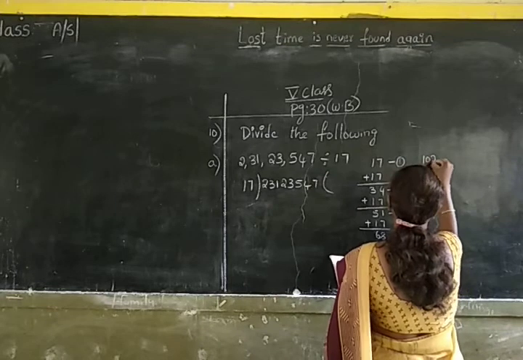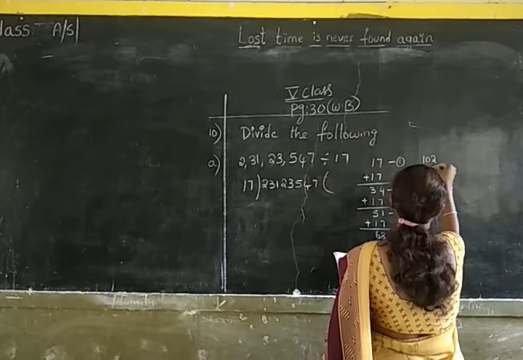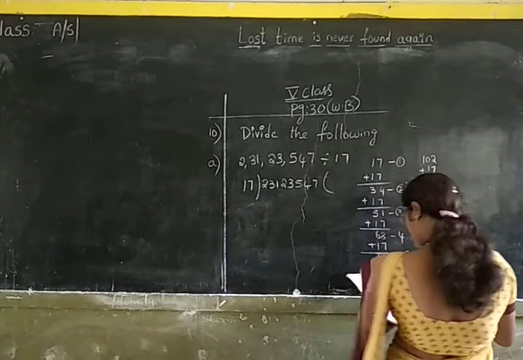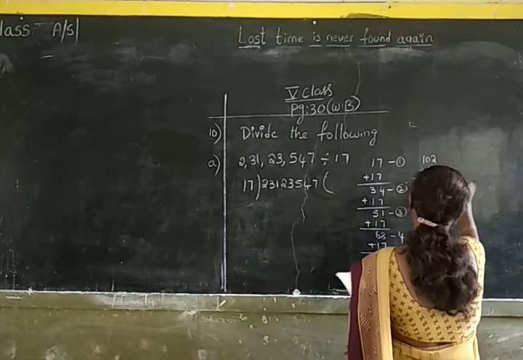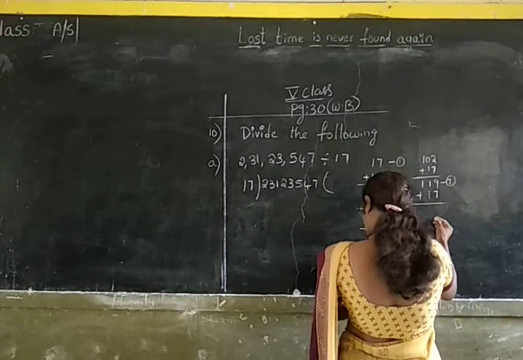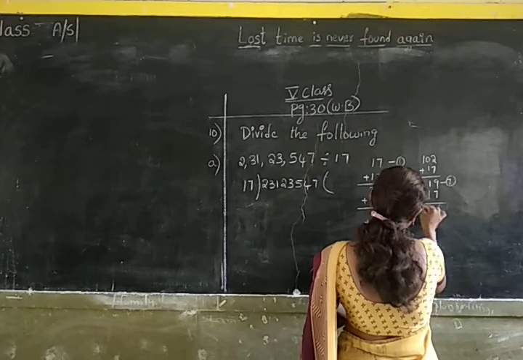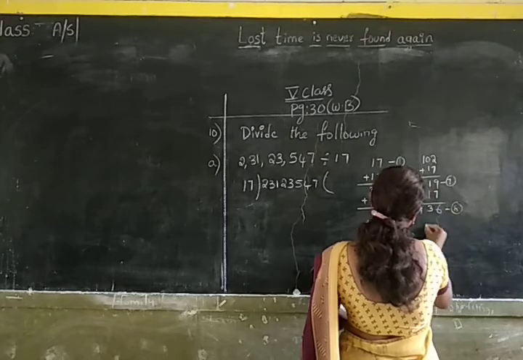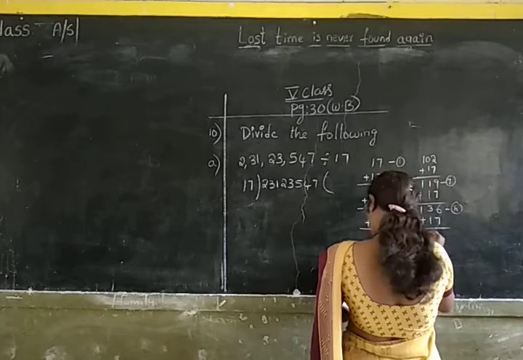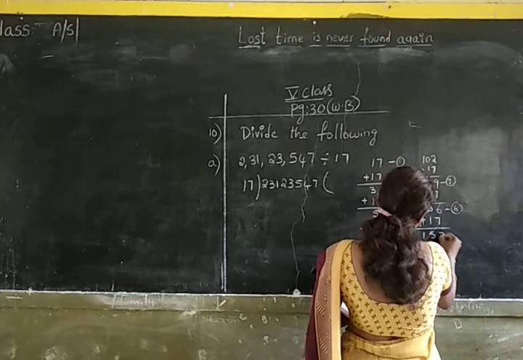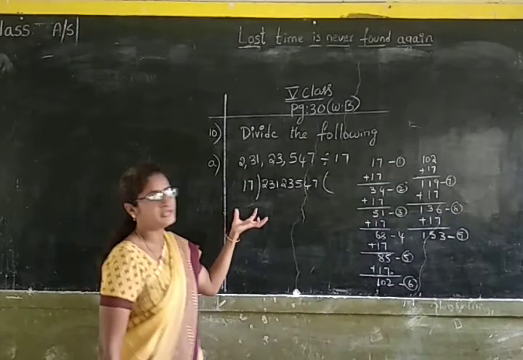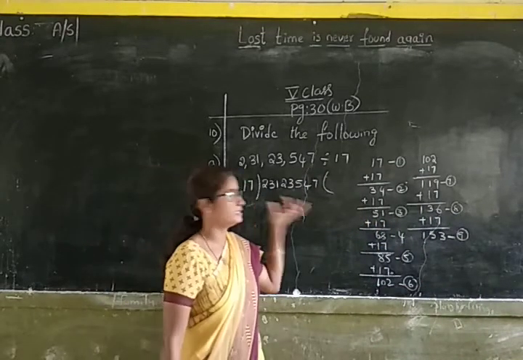17 sevens are 119. 17 eights are 136. 17 nines are 153. So for seeing how many times 17 goes in 23, you have to write down the table.